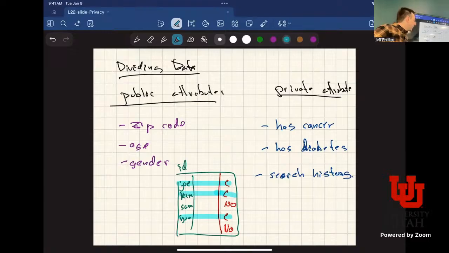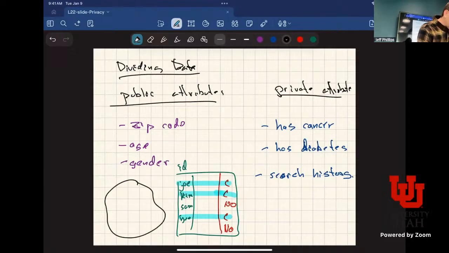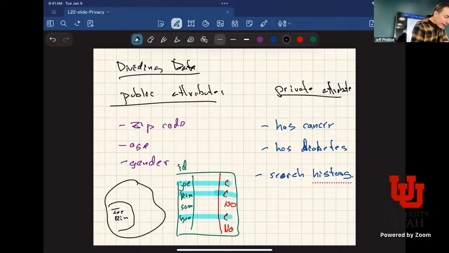And so maybe what this means is that there are some people on the map, and there's a region on the map that they all live in, like Joe, Kim, and B all live in this part of the map. I don't know where they live on the map, and I know that all of them are aged between 40 and 50.